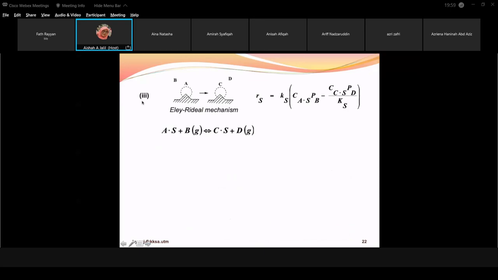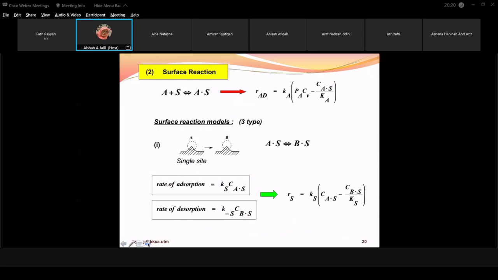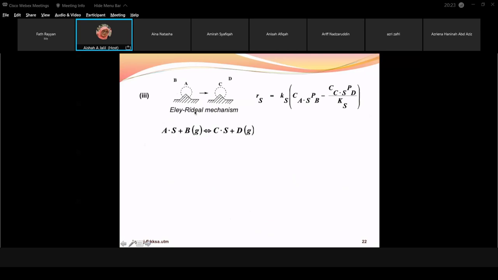Okay, and then the third one is, okay, the first is adsorption, and then surface reaction, and then the third one is desorption. Okay, no, this is still surface reaction. Okay, so one is single site, this is dual site. For surface reaction, this is Eley-Rideal. Eley-Rideal is about when you have two reactants, but just one is attached or deposited on the site, but the other one is gas phase. So gas phase, no attachment to the site.